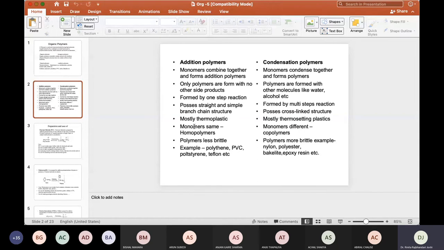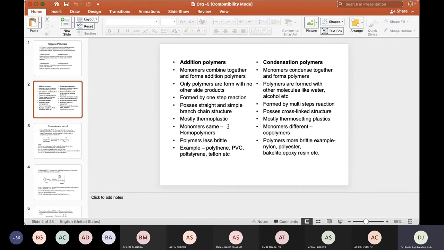When you see addition polymers, they mostly belong to thermoplastics. Plastic can be classified as thermoplastic and thermosetting plastic. Thermoplastic means that when heat is applied, it becomes soft, so you can give it a different shape. It can be molded to different shapes, and when it cools, it hardens again. So it can be recycled. The addition polymers are mostly thermoplastic, so they can be recycled. Mostly, not all.